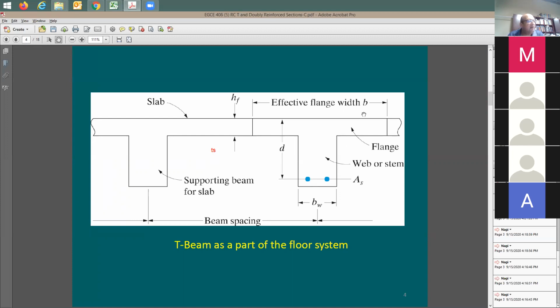So if you have a rectangular section, you can call this width here b_w or b. But if you have a T section, this symbol b sub w is going to be reserved for the web width, and just b is going to be reserved for the flange width. Any questions? You're good? Amin, you have a question?